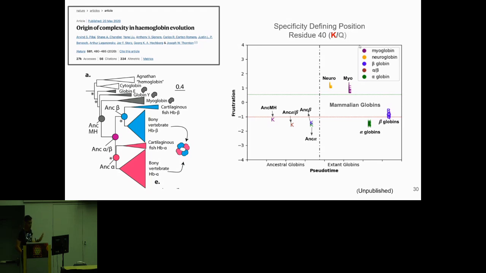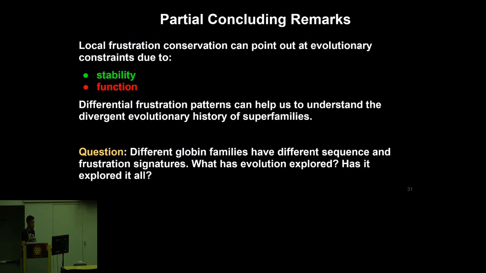So to conclude this part, local frustration, I'm sure, can be used to understand the evolutionary constraints in protein families, both related to stability and function. Differential frustration patterns can help us to understand the divergent evolutionary history of superfamilies.